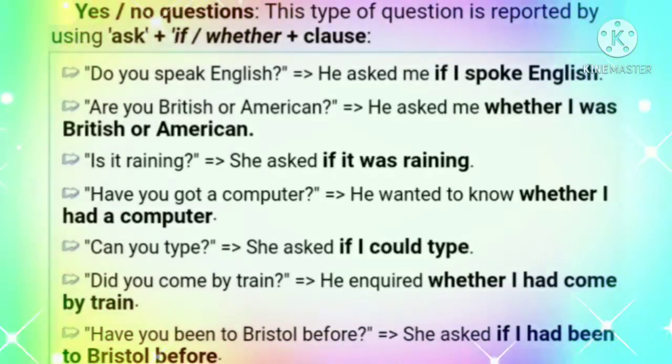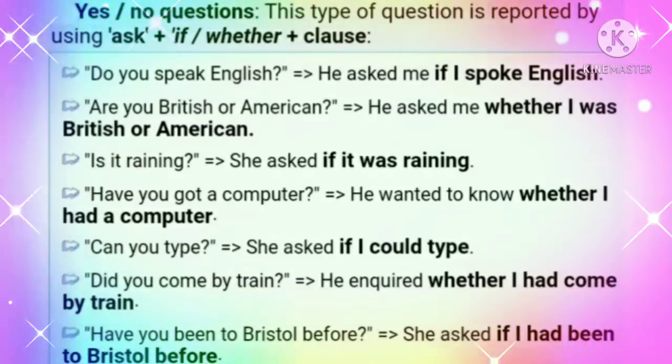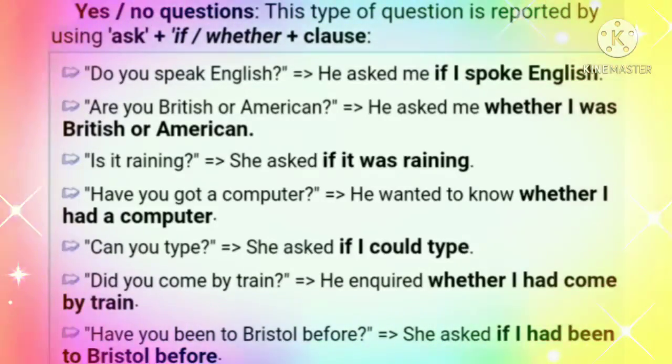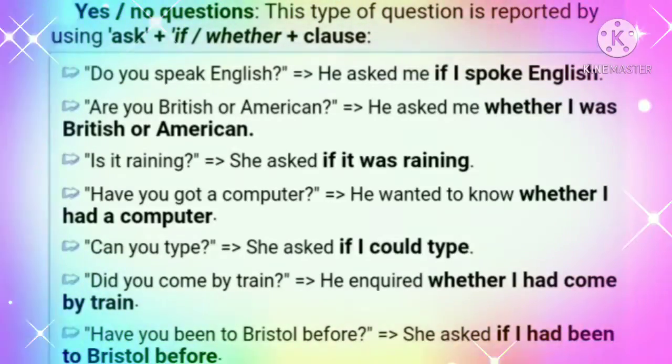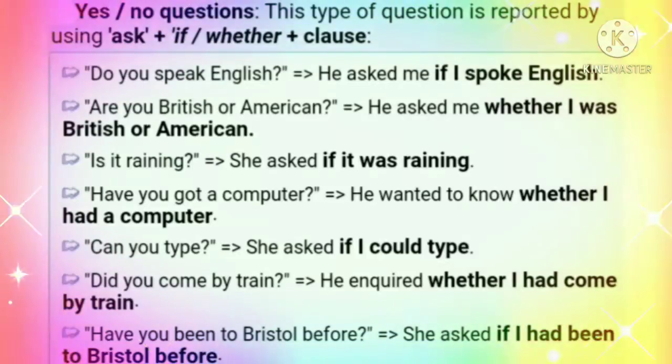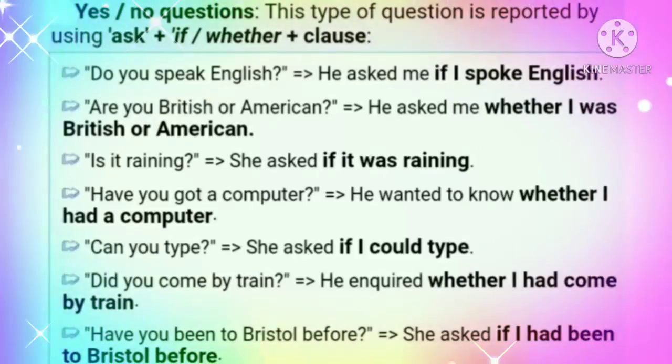Have you got a computer? He wanted to know. So this is another reporting verb. Later we are going to see reporting verbs, okay? Later in this video, okay? هنا قلت لكم انه reporting verbs ولا introductory verbs هما لي verb اللي نقدموا بهم السؤال كيما he wanted to know, he asked, he inquired. اوكي هادو عندهم حنوجد لكم اون ليست ان شاء الله تشوفوها في اخر الفيديو. You are going to see the reporting verbs.